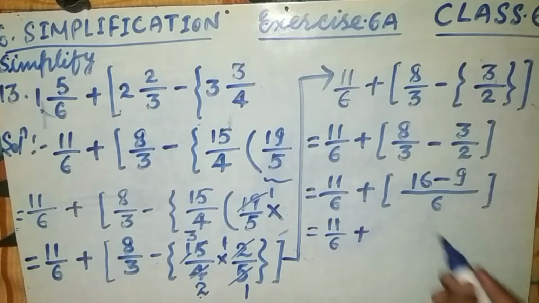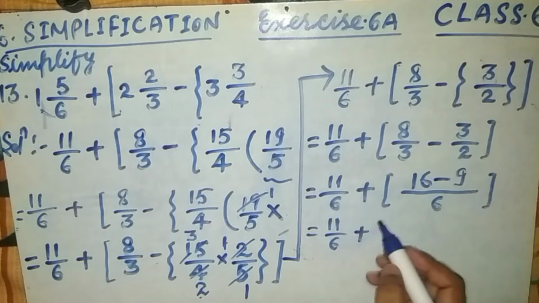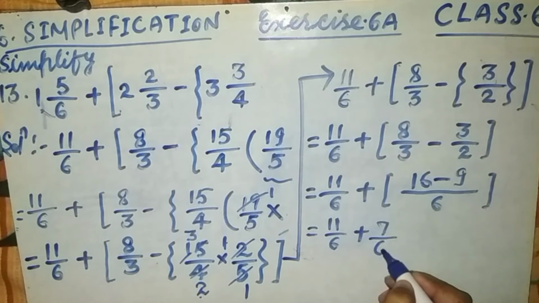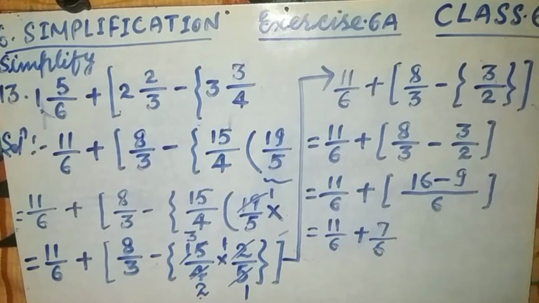Here is the plus. Now remove this big bracket because we have already solved inside the material of this bracket. Now this is 16 minus 9. Yes, this is 7 by 6. Okay, now take the LCM here. Have a look, friends, these two fractions are, yes, like fractions.